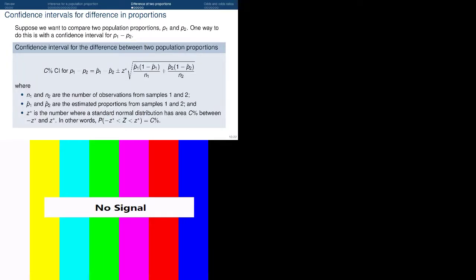All right, before we go on to a difference in proportions, does anyone have any other questions about a single population proportion?